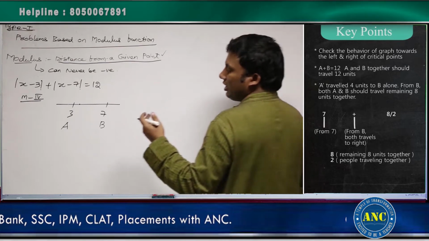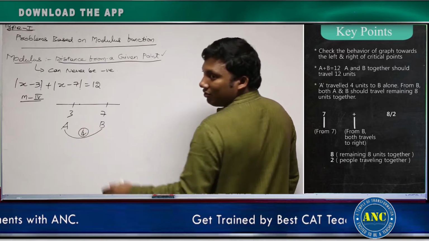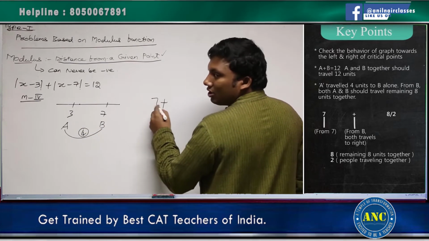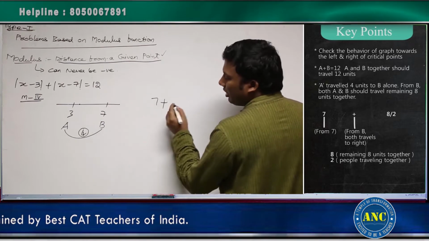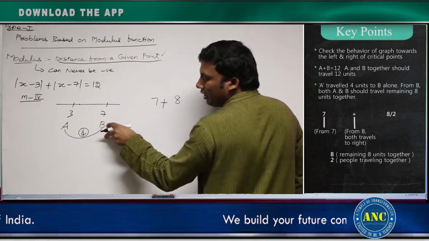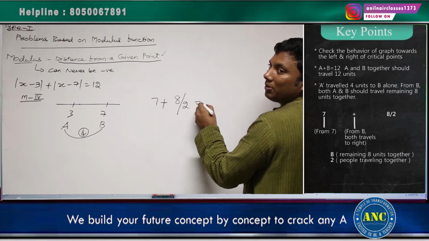So what is the first case? A will come to B. 3 will come to 7. How much travel? 4. 4 units traveled from point 7. Already 4 units traveled. Remaining how many units need to be traveled? 8. A will come to B. A and B are traveling in this direction. How many people are traveling?